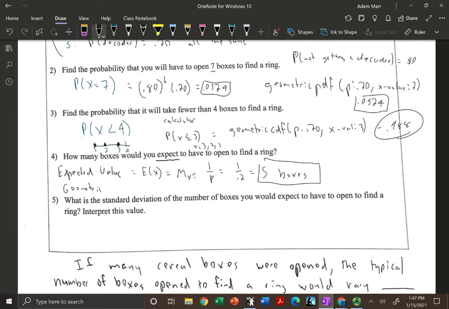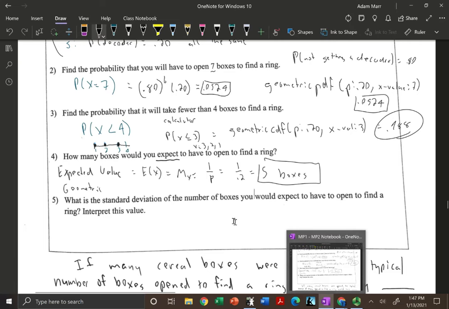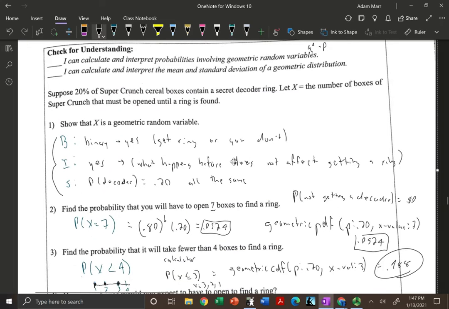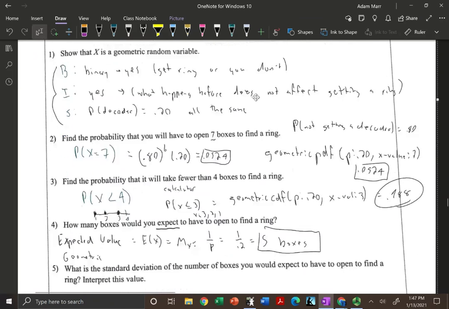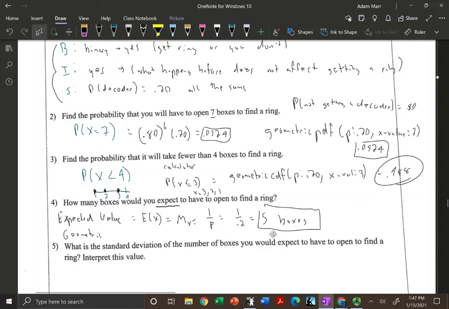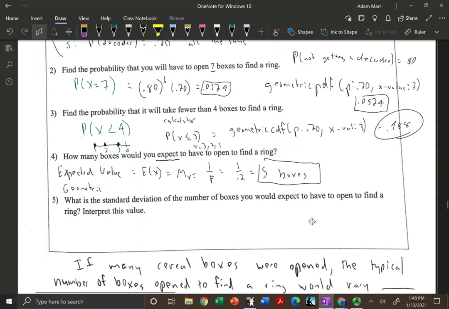If you're interpreting this, remember, over many trials to get a Supercron serial box decoder ring, you can expect it to typically take 5 boxes to get an actual ring. Or you can even say it'll take an average of 5 boxes to get a ring.